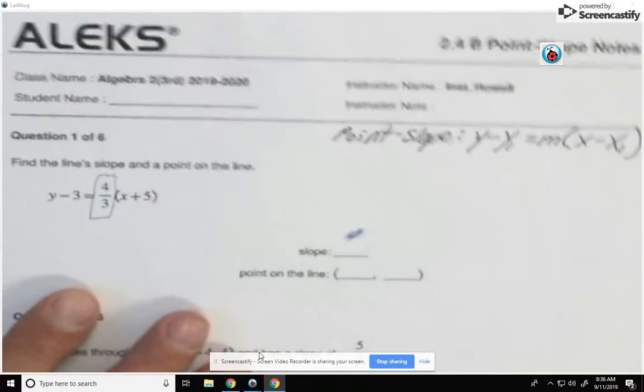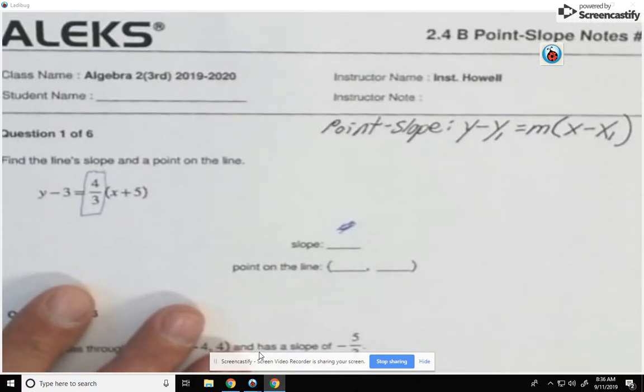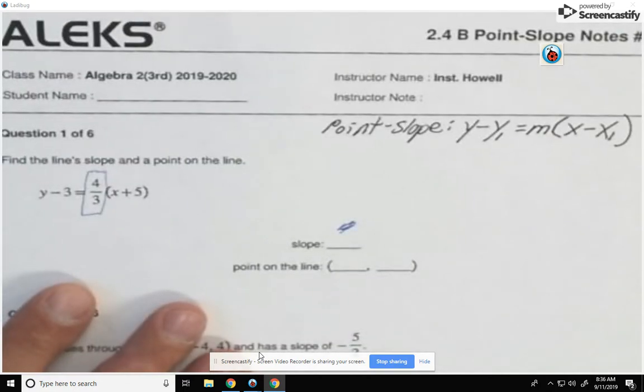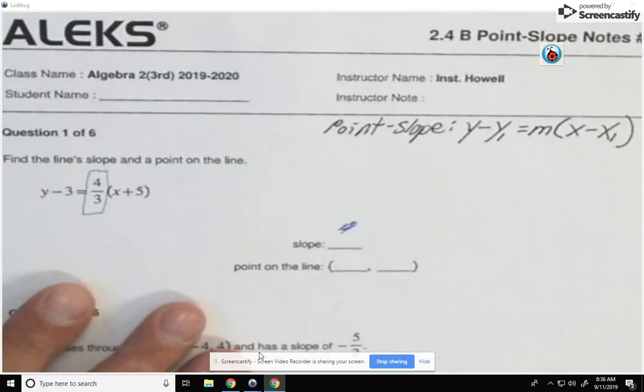These are the notes for 2.4b, point slope. The equation for point slope is y minus y1 equals m times (x minus x1), where m is your slope.